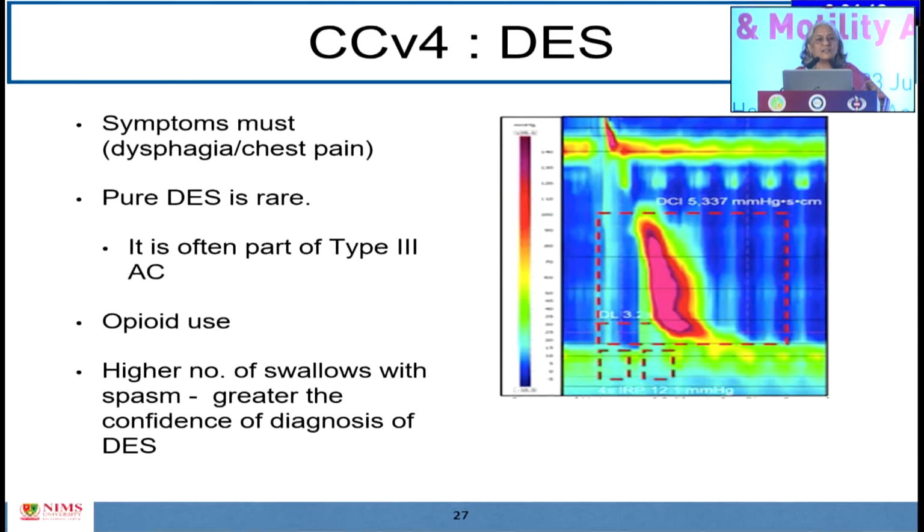The next thing is distal esophageal spasm, where there will be a short latency. Pure distal spasm is quite rare. There's a short latency. You can often see it in patients with opioid abuse, so ask the patient this history. If the patient has this history, please go back and check your manometry again. And if you have a lot of abnormal swallows, the higher the number of spasms, the higher the probability that you're correct.